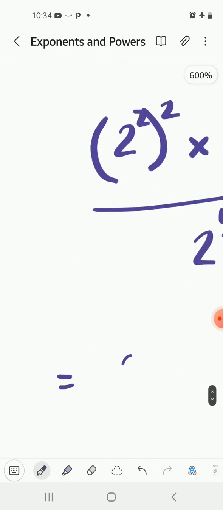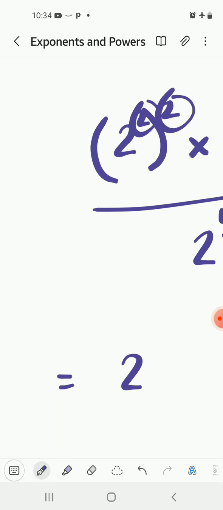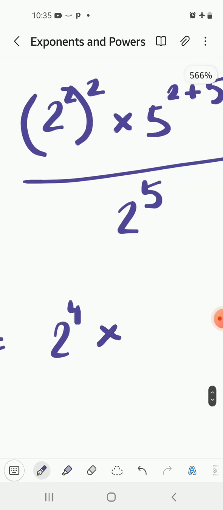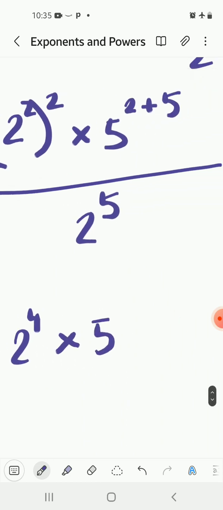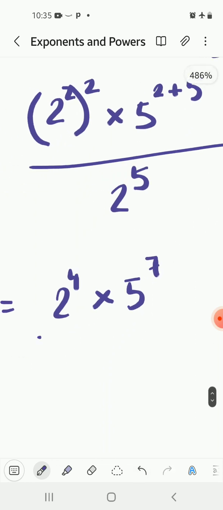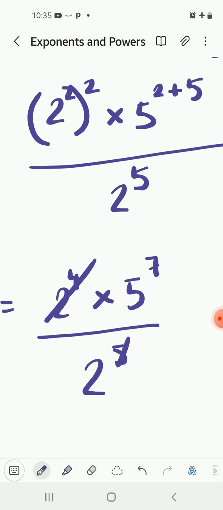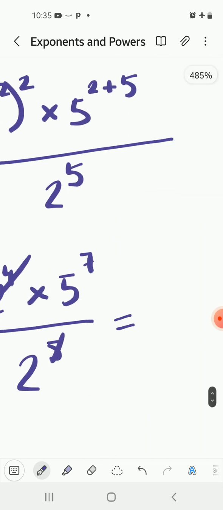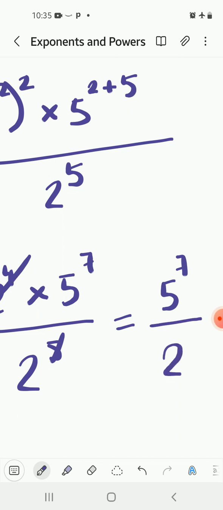2 into 2 becomes 4. 2 to the power 4 into 5 to the power 2 plus 5 becomes 7, and here it is 2 to the power 5. Cancel it out. This will get cancelled out. There's only 2 here. So my answer will be 5 to the power 7 by 2.